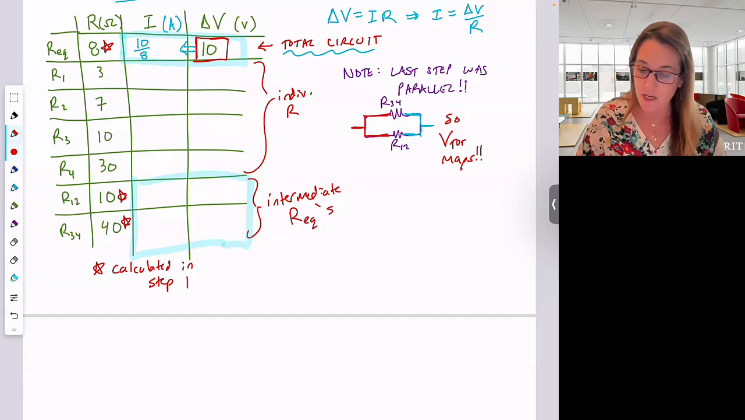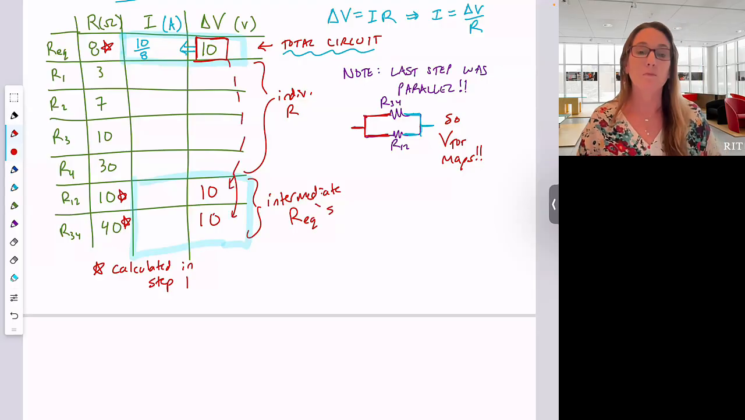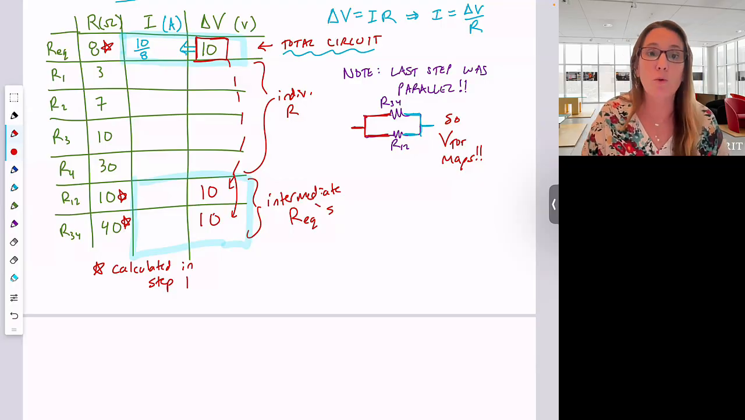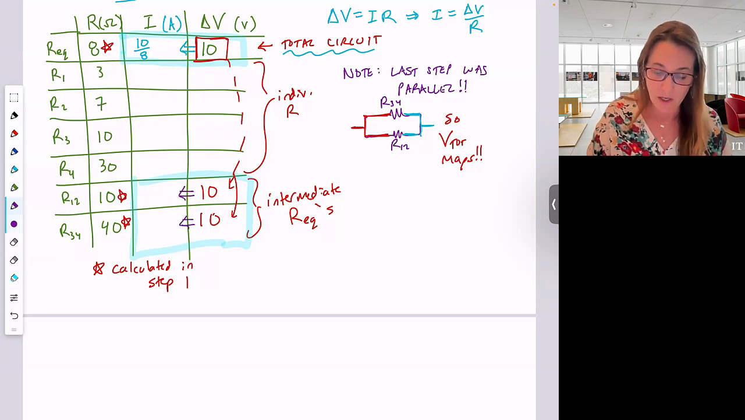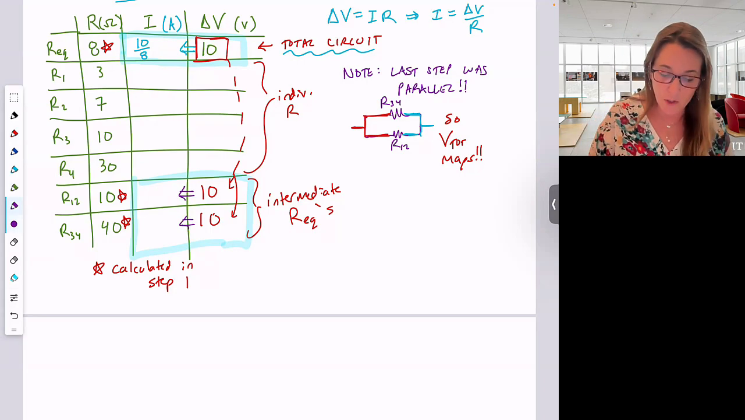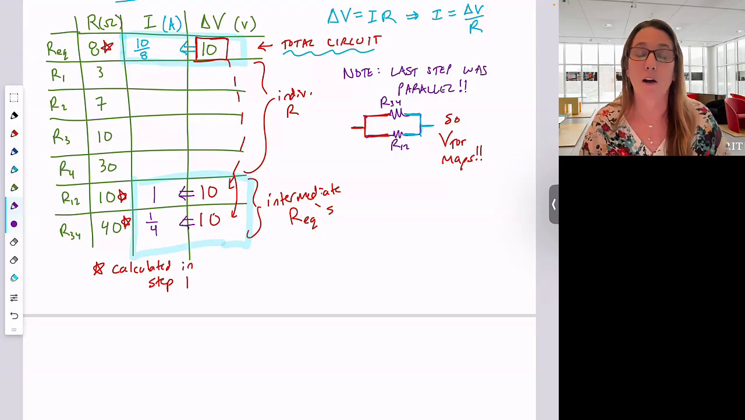And then that's going to be equal to R12 and R34. So we map that voltage on down to those other values. Once I have 2 out of the 3 values in a row, I'm now able to go ahead and calculate the missing one. So I'm going to calculate this from delta V over R. So I get 10 over 10, so I just get 1 amp here. And then over here, I get 10 over 40, so I get 1/4 of an amp through that one.